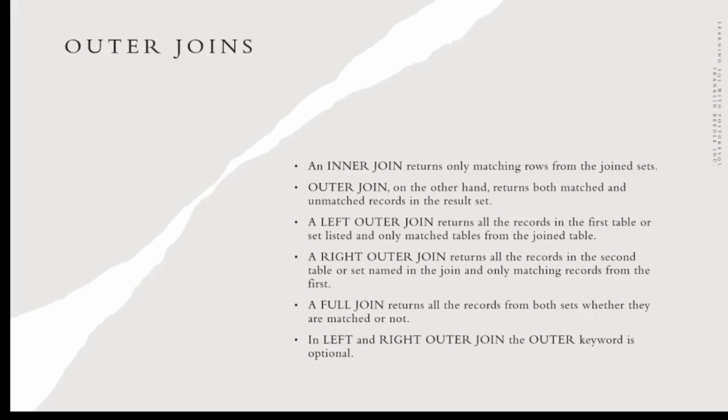This video is going to focus on outer joins. As you recall, if you saw the earlier one, an inner join returns only matching rows from the join sets. An outer join returns both matched and unmatched records in the result set. A left outer join returns all the records in the first table or the set listed and only matched records from the join table. A right outer join returns all the records in the second table and only the matched ones from the first table listed. A full join returns all the records from both sets, whether they are matched or not.